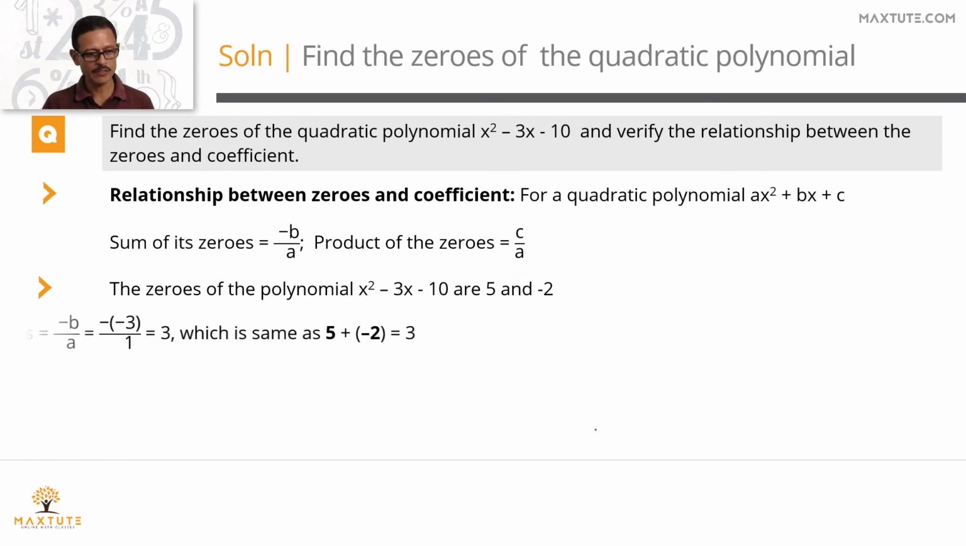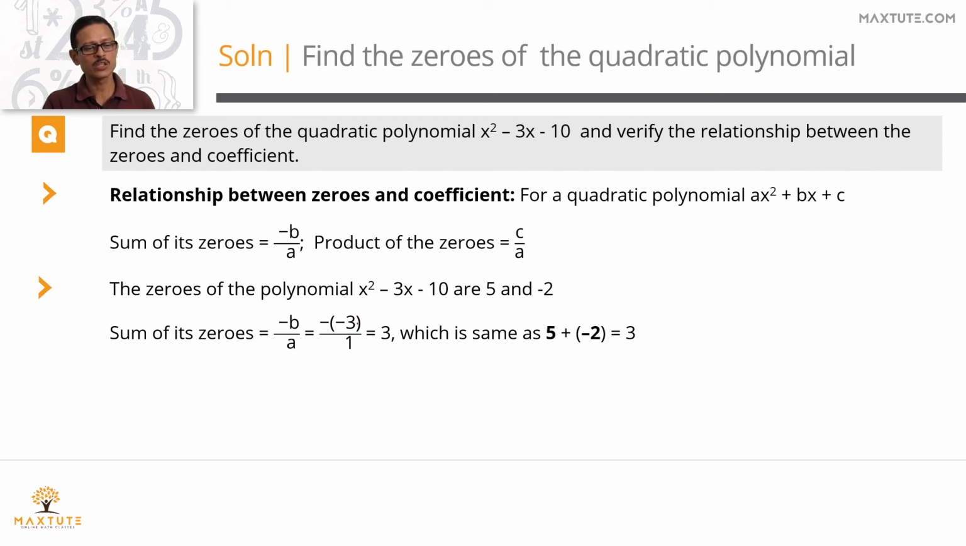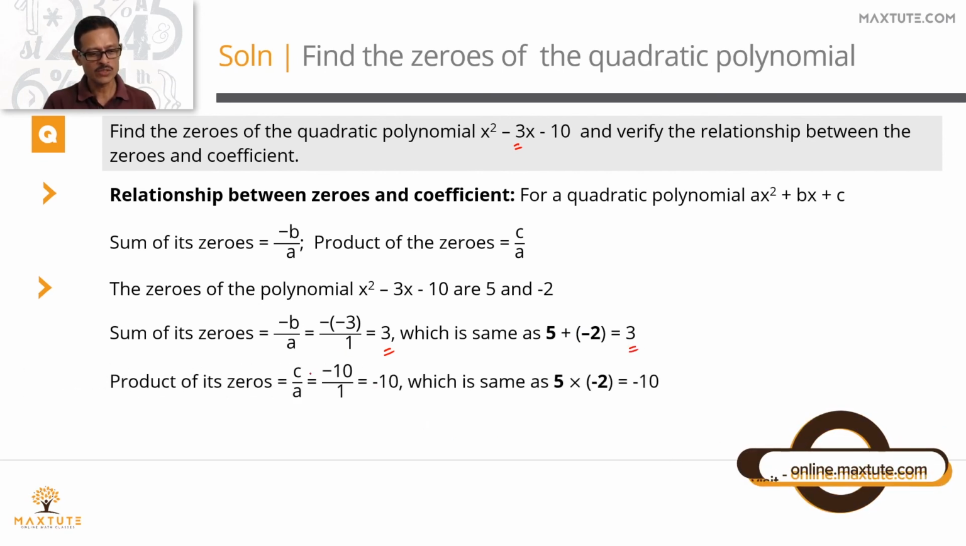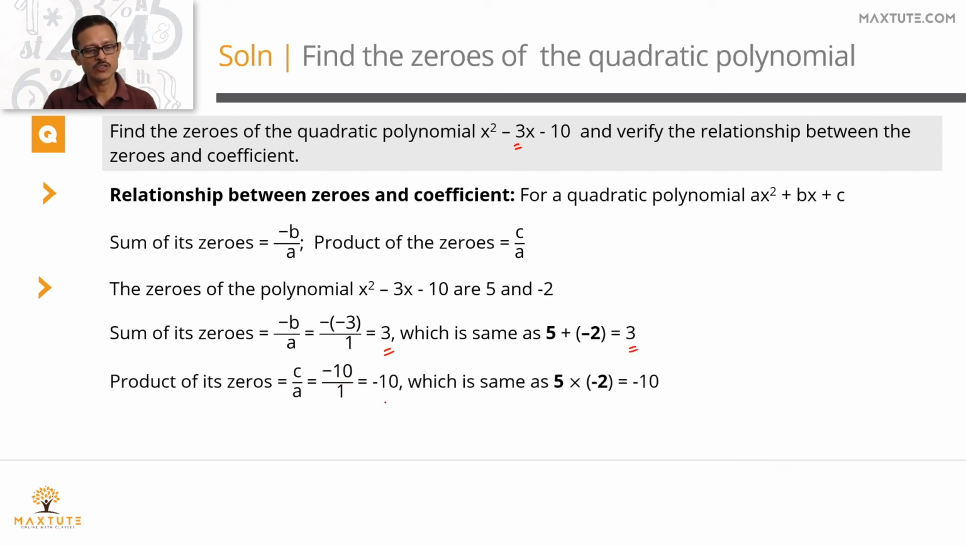Quickly summarize it in a printed form. Sum of the zeros using the coefficient method is minus of minus 3 by 1. This minus 3 is b, minus of minus 3 by 1, which is equal to 3. Using the zeros itself, one 0 is 5, another 0 is minus 2. So add it up, you get the sum to be equal to 3. Product of zeros is equal to c by a. C is minus 10. So product of zeros through the coefficient method is minus 10. Actually finding out the zeros, the values that we got were 5 and minus 2. Product of that is equal to minus 10.